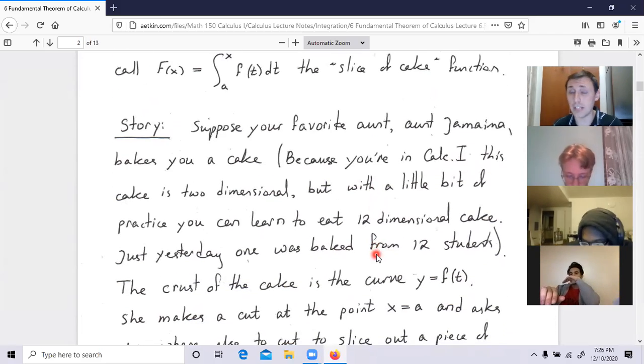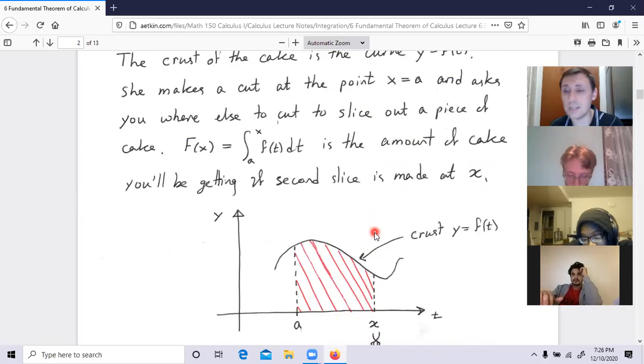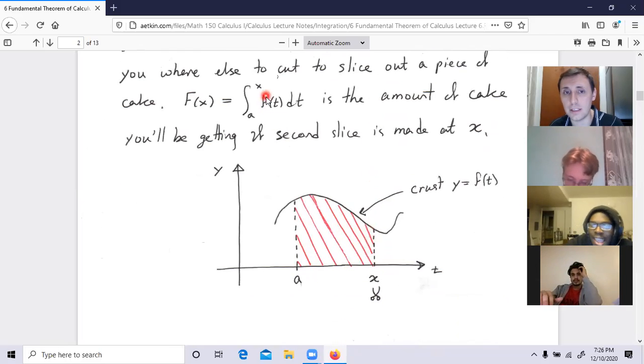Imagine that your favorite aunt, Aunt Jemima, bakes you a cake. And because you're in calc one, the cake is actually going to have only one dimension. But don't worry, don't think of it as a very primitive cake, because you take calc three and it can be three-dimensional, four-dimensional, or higher, right? But you have a cake. And here is what's happening. So this little f is the crust of the cake. You see, this is my little f. It's the crust of the cake.